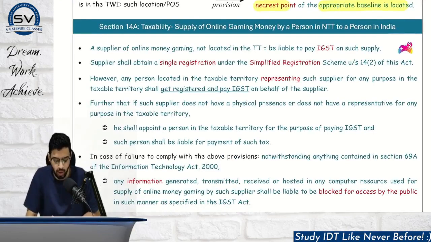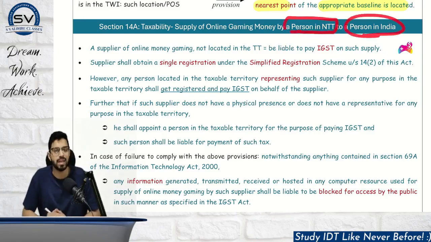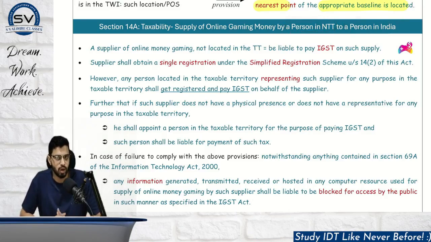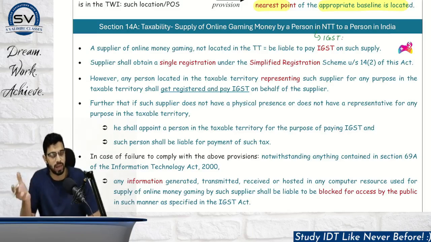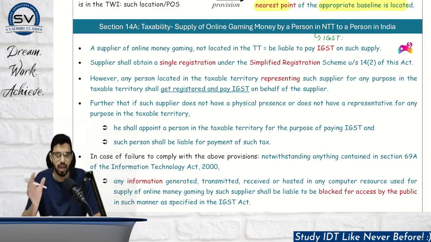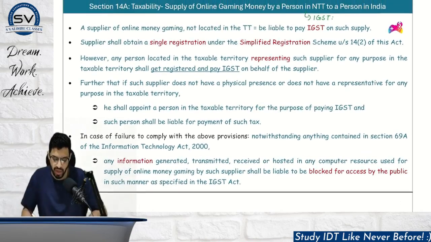Last part, section number 14A, it was newly inserted with respect to online money gaming in India. If it is provided by a person outside India to a person in India, section 14A says that this person has to come to India and pay IGST on it. And if he has some representative in India, that person can pay. If he has no physical presence and there is no representative, he has to appoint a person to ensure the compliances take place with respect to everything of GST. You can just give it a read.